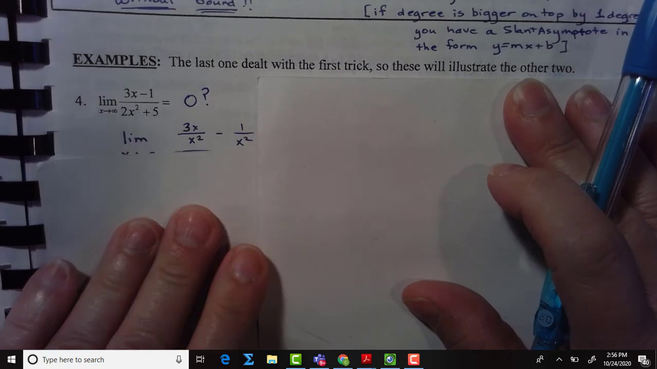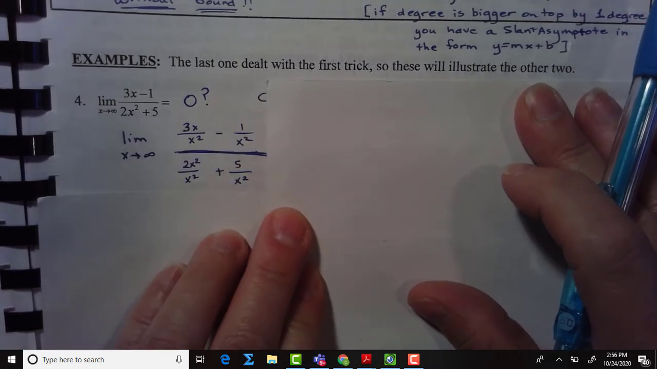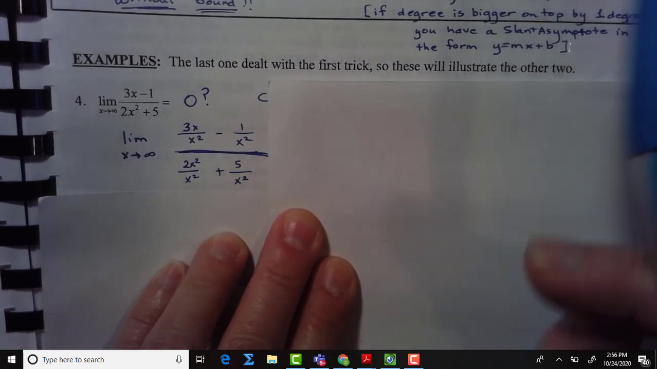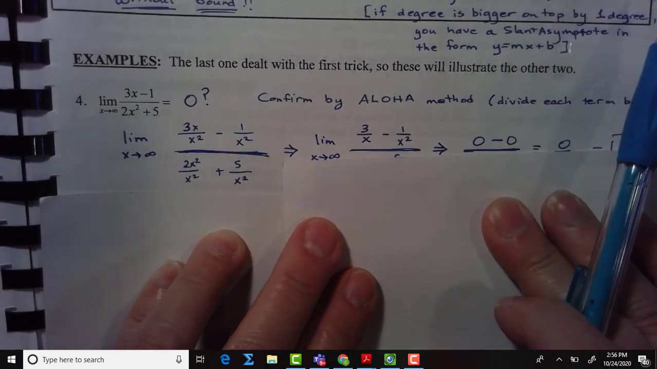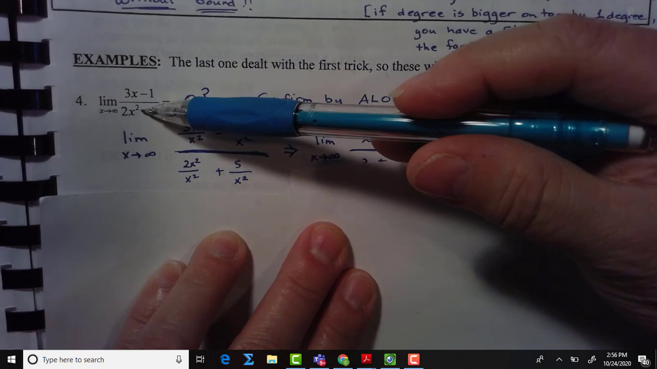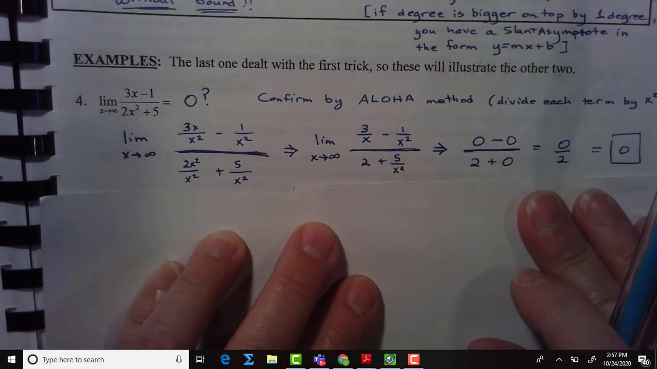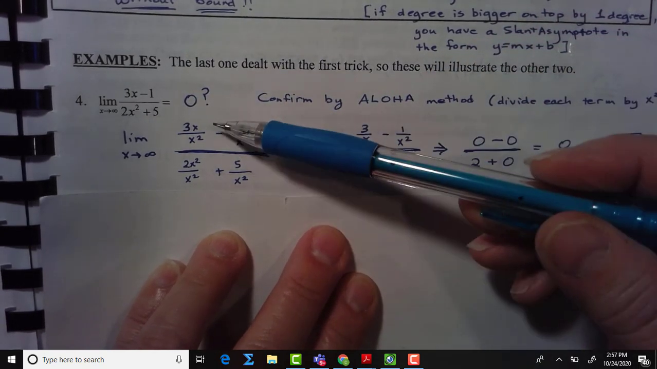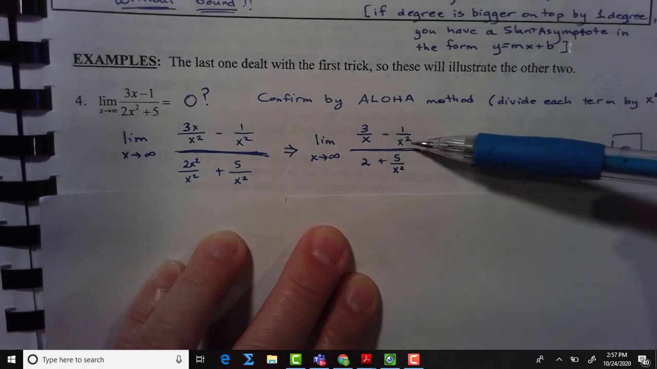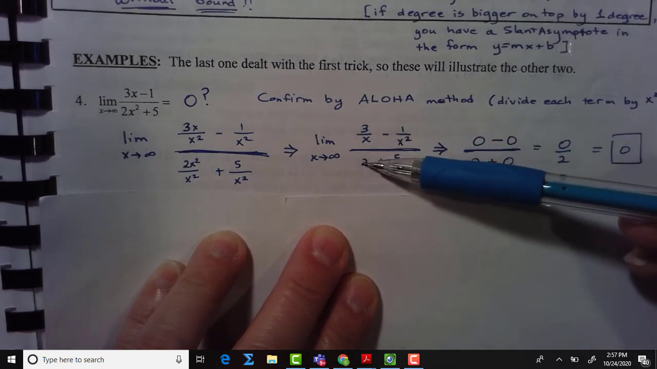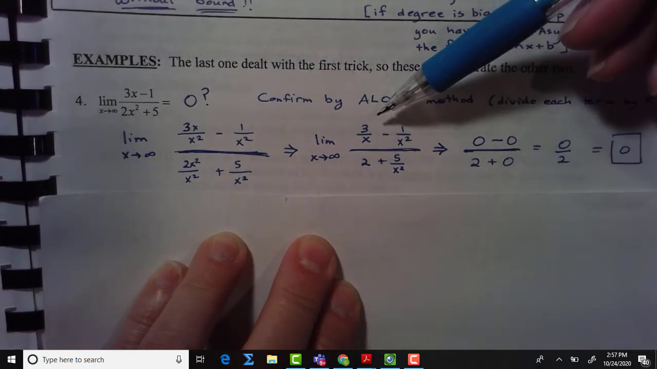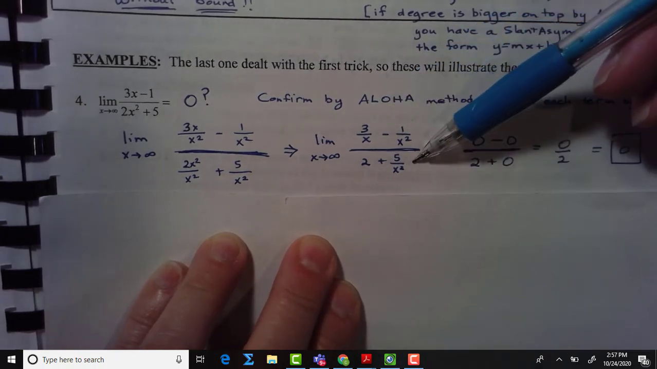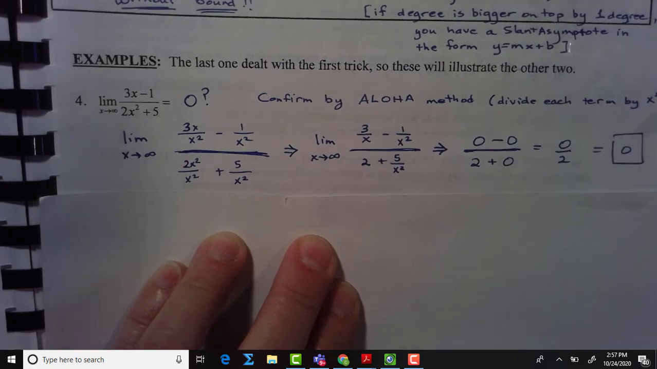That's what we think. Now we can check this by doing the process we did at the top of the page. Divide every single term in the fraction by the highest degree in the denominator, so by x squared. And what happens when I do this is I get 3 over x minus 1 over x squared over 2 plus 5 over x squared. And now as x goes to infinity, that goes to 0, that goes to 0, that goes to 0. We have 0 over 2, which is 0.